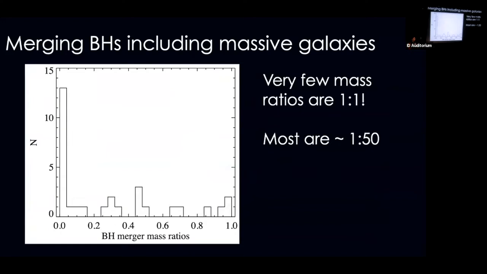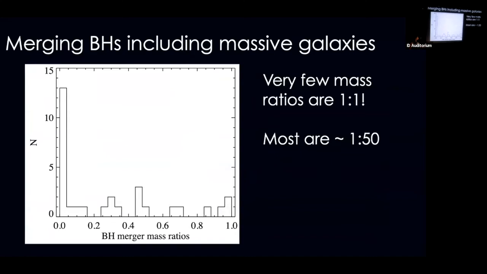One other quick thing I want to mention is that if you don't talk about the dwarf galaxies, but instead also include the Milky Way galaxy in tallying up how many mergers there are, so including the massive galaxies in the Zoom simulations. This is not Romulus. We're back to the Zooms again. Sorry for the jumping around.